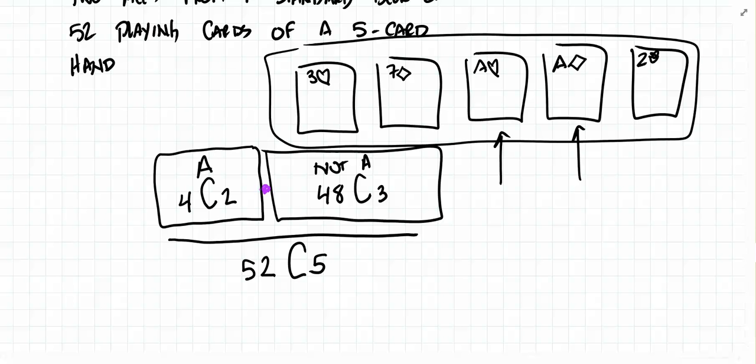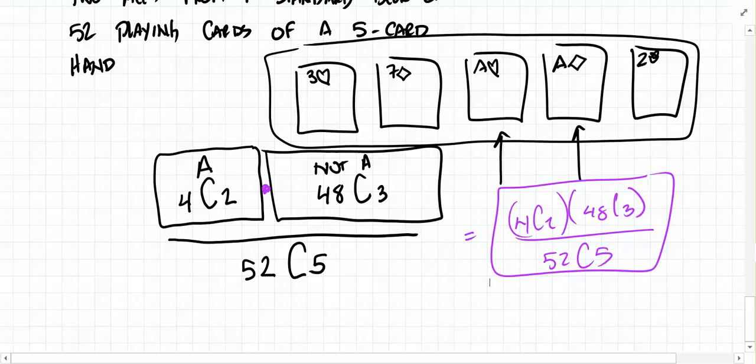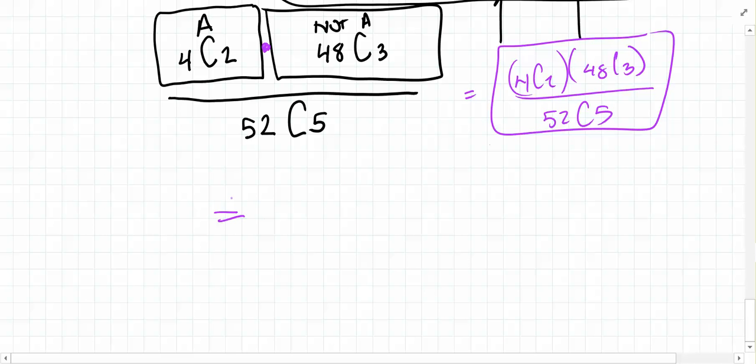So let's figure this out. We want 4 choose 2. We want to multiply that by 48 choose 3. We want to divide that by 52 choose 5. We want to plug this into our calculator, and we're going to get a percentage. Everybody ready to do that right now? Good. This is about 4% when all is said and done. That's about exactly 4%. That's a really powerful piece of information right there.